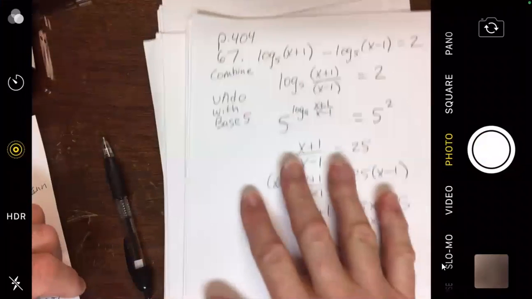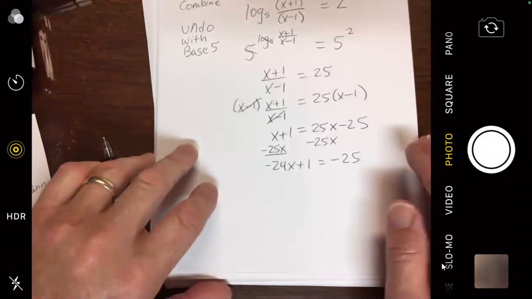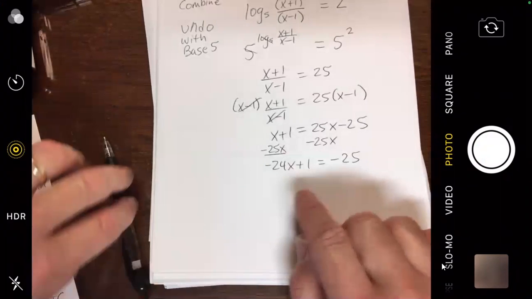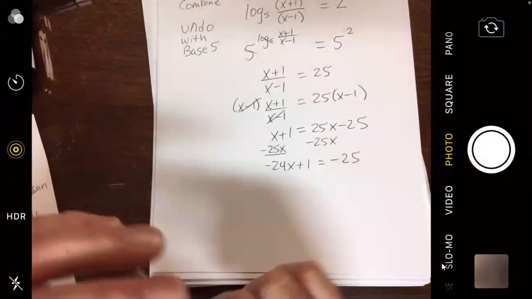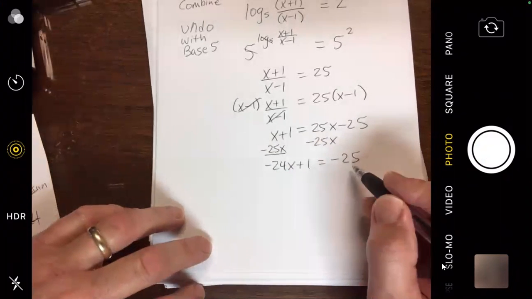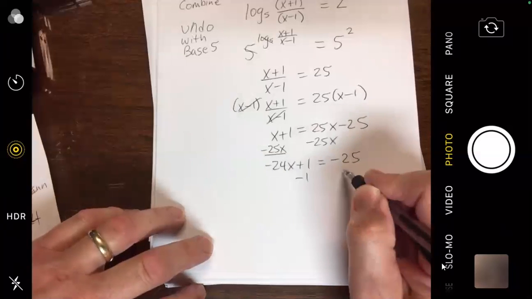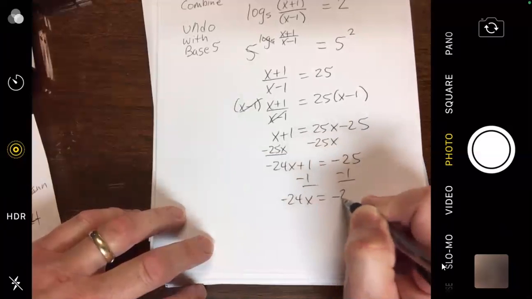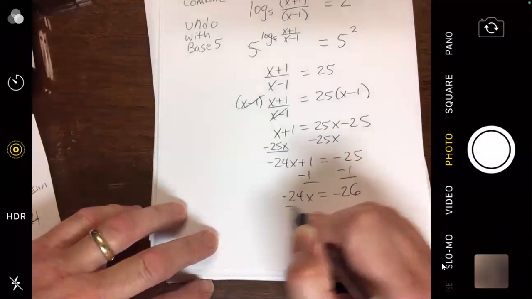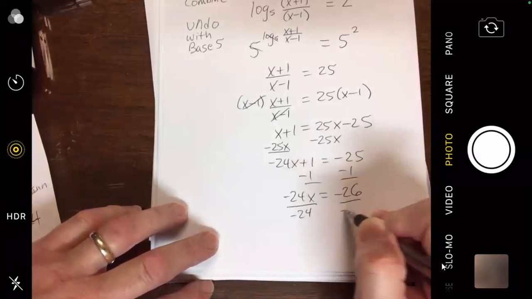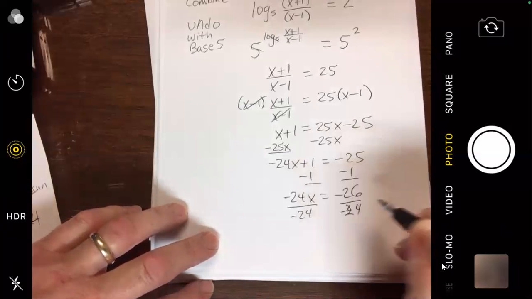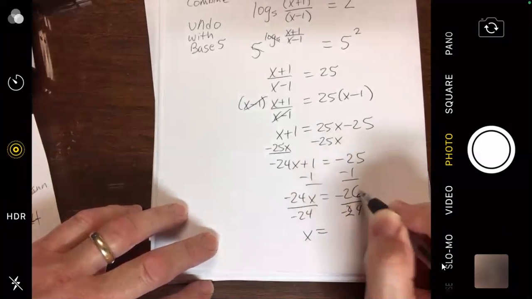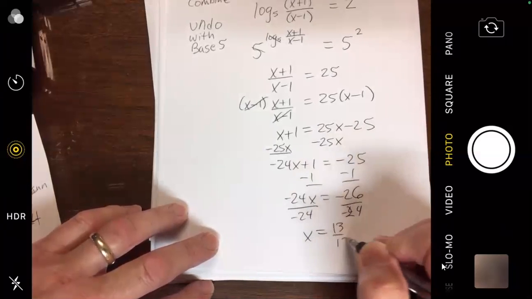Okay. All right, let's see how long it'll work. So you see I'm one line lower. x minus 25, that's negative 24x plus the 1 equals negative 25. So then we subtract 1. Negative 24x equals negative 26. Divide by negative 24, divide by negative 24, and we wind up positive. I guess I'll reduce it to 13 over 12.